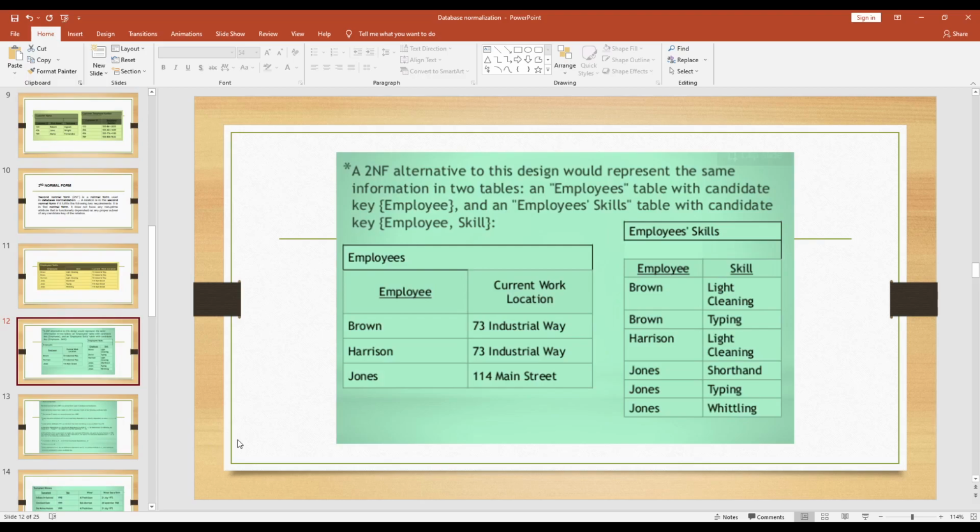A second normal form alternative to this design would represent the same information in two tables, an employees table with candidate key employee and an employee skills table with candidate key employee skill.